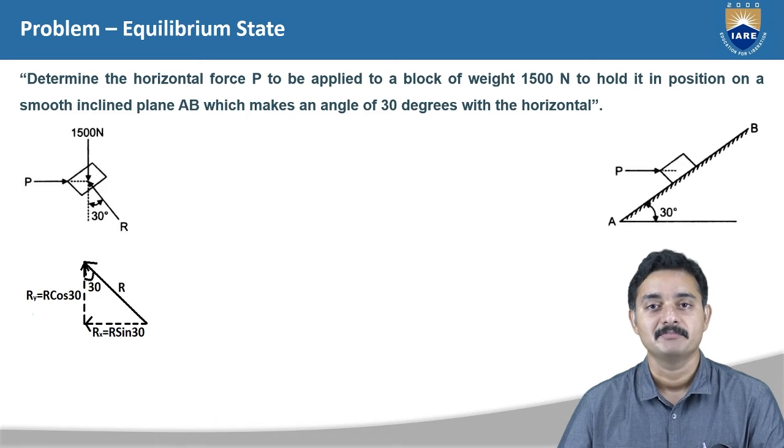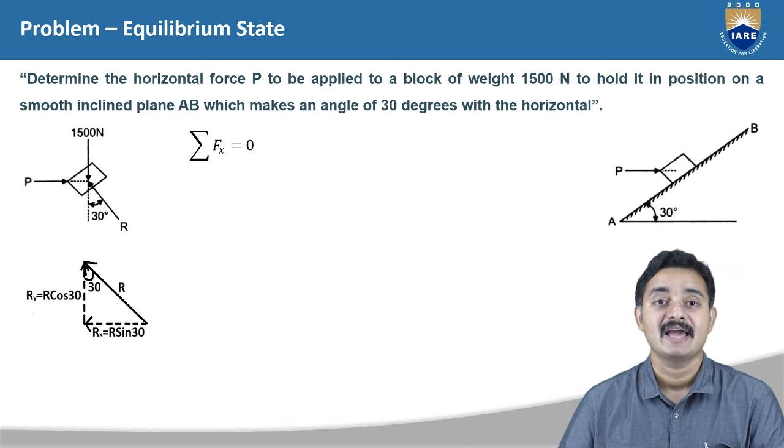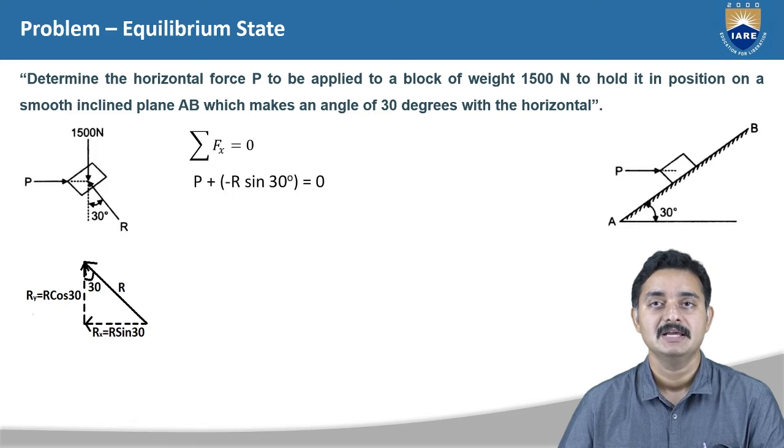Now we can solve the problem by using conditions of equilibrium. After completing the free body diagram, first we will do the sum of the horizontal components equal to 0. That is, sigma Fx is equal to 0. In the system given, there are two horizontal forces. One is horizontal force P and other is the horizontal component force of R, that is Rx. Hence, P plus minus R sin 30 degrees is equal to 0. We have taken negative symbol because the component is in negative axis direction. So, P is equal to R sin 30 degrees.